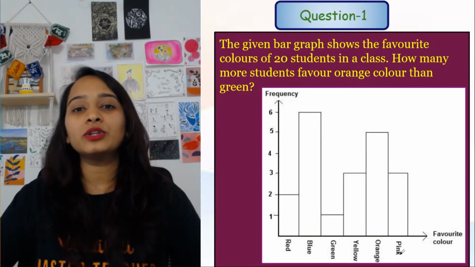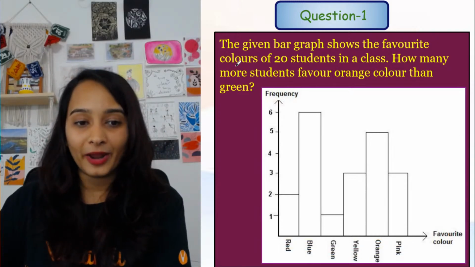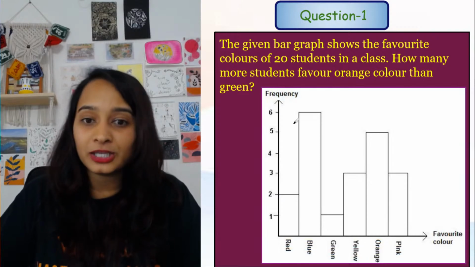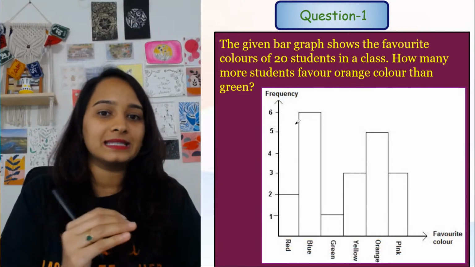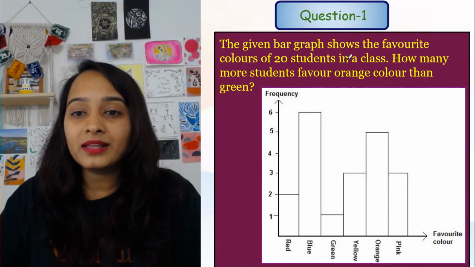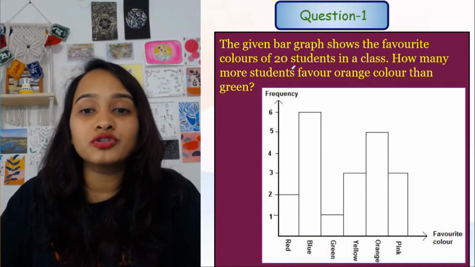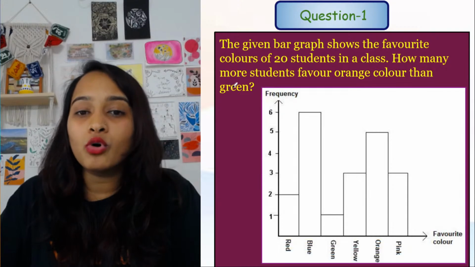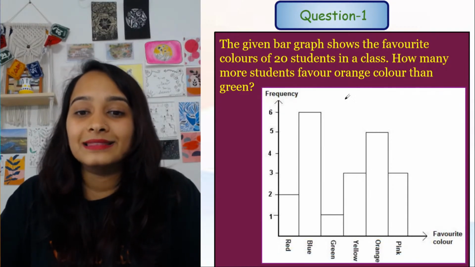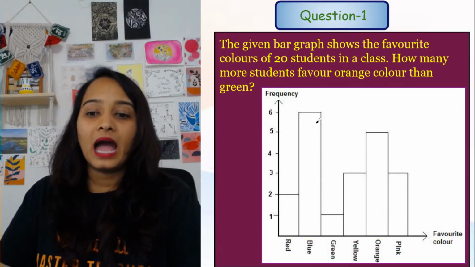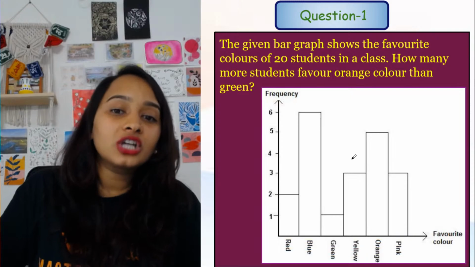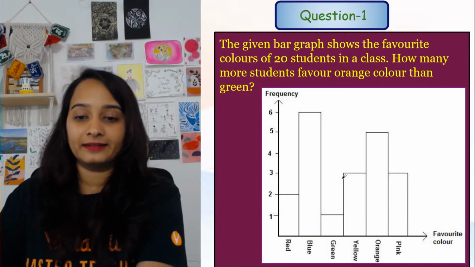So let's begin with the questions. Here is your question number 1. I will be interacting with you in the chat box, so make sure you're reading the question and answering it. The given bar graph shows the favorite colors of 20 students in a class. How many more students favor orange color than green?